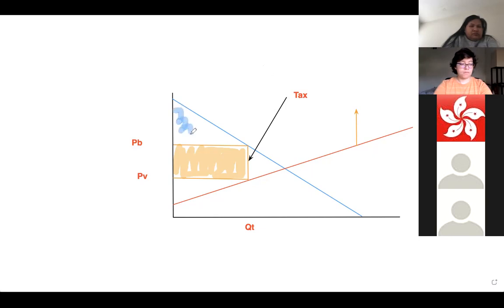Is the consumer surplus after the tax. And this area here is the producer surplus after the tax. And this area, what should I do it in? I guess I'll do it in purple. This triangle here is what we call the deadweight loss.